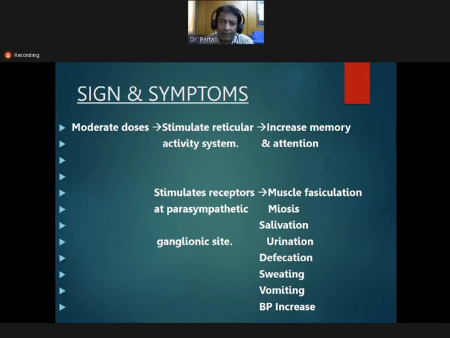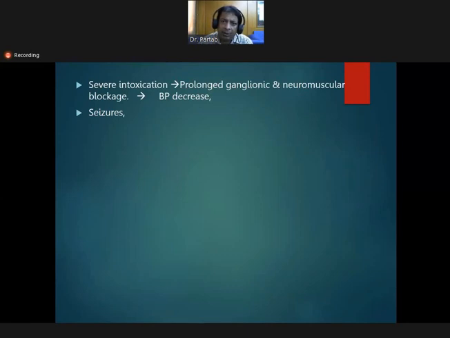Increased memory, increased activity, and increased attention. Muscle stimulation receptors cause muscle fasciculations, and parasympathetic effects are meiosis and salivation. The ganglionic effects are urination, defecation, sweating, vomiting, and blood pressure. In severe intoxication, prolonged ganglionic and neuromuscular blockage, blood pressure fall, and lastly seizures occur in the human body and death could occur.